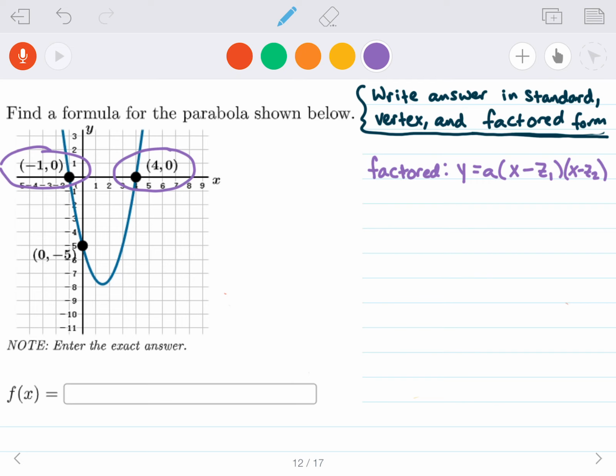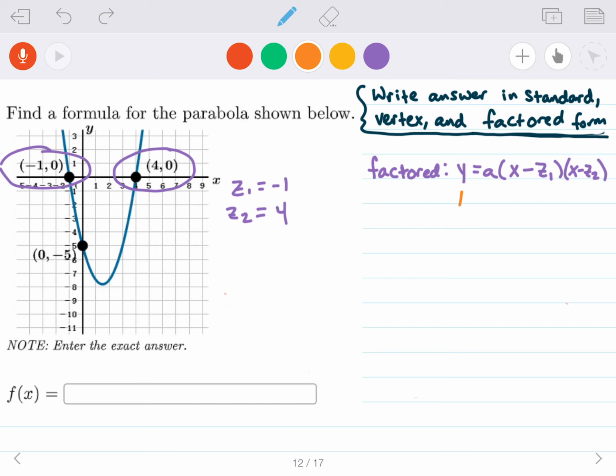And based on this picture, our first 0 occurs at -1. So z1 is -1, and our second 0 occurs at 4. So z2 is going to be equal to 4. Now let's go ahead and figure out another point on the curve so that we can plug in an x and a y.